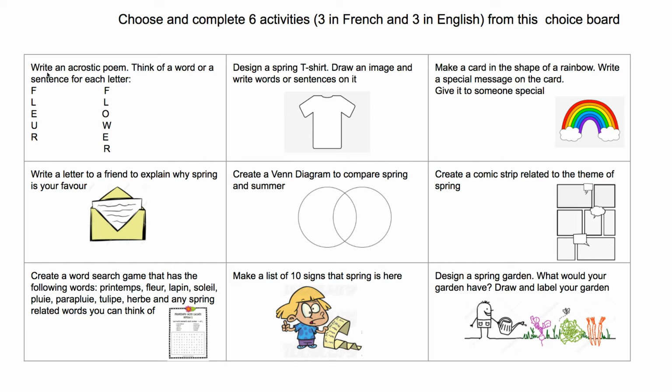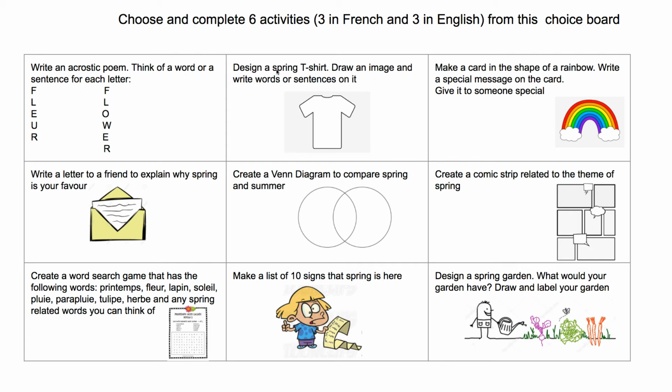Let's start with this one. It says write an acrostic poem, think of a word or a sentence for each letter. So the way acrostic poems usually work is that you write the topic like this vertically with one letter at a time. And for each line, you have to write a word or a sentence that starts with the letter in that line. Okay, so if you're doing it for French, in French, make sure you write down fleur, and all of your words and sentences have to be in French. If you're doing it in English, same thing. Your words and sentences all have to be in English for each line.